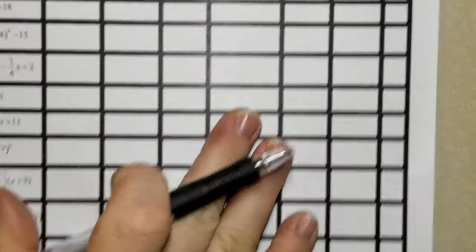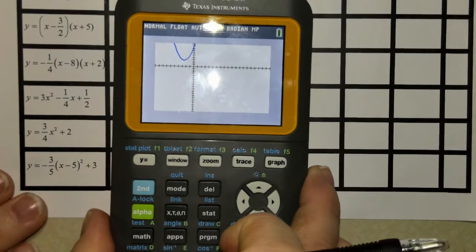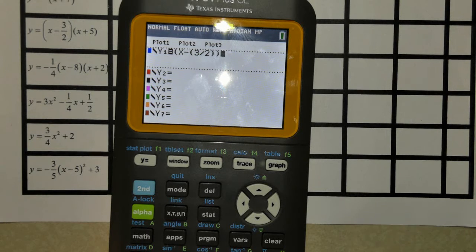Let's go down, please, and find one of the problems that is in factored form, that involves fractions. Clear out your last problem. And how we plug this in does matter. So we're going to start with parentheses, x subtract. Now, in order for it to read it correctly and do PEMDAS correctly, we're going to do parentheses, 3/2 in parentheses, and then we'll close off that particular group. And then parentheses, x plus 5.